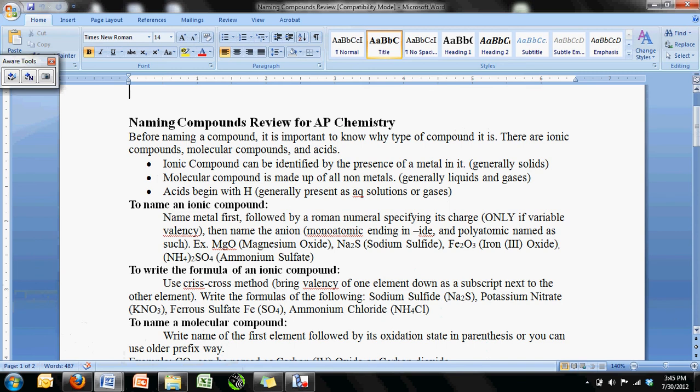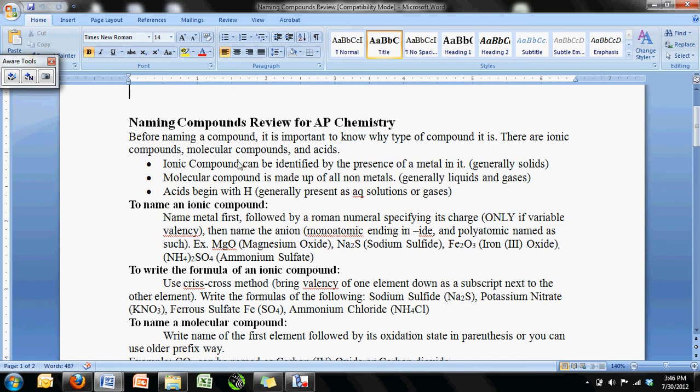Oftentimes, students find reaction prediction very hard because they have forgotten how to name a compound, or if ferrous sulfate is written, they don't know how to write it in chemical formula. Before you can do reaction prediction, you must review your naming. Naming is like knowing your words before you can write sentences or go on to write an essay.